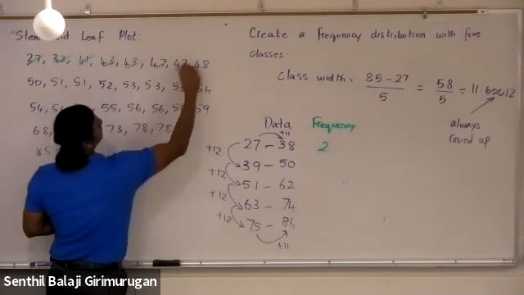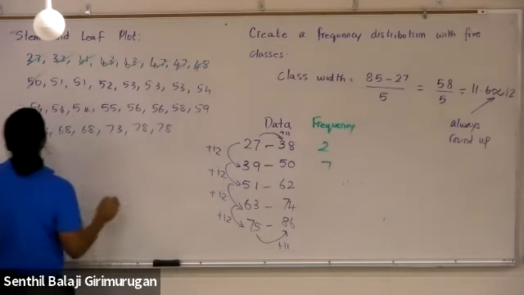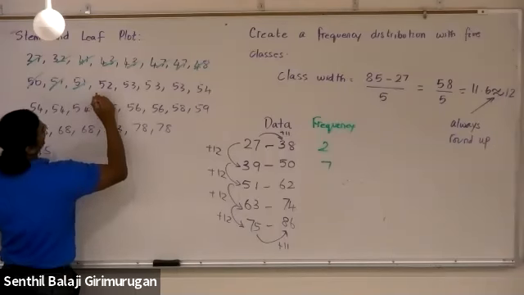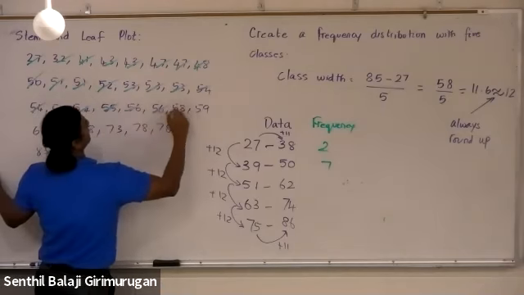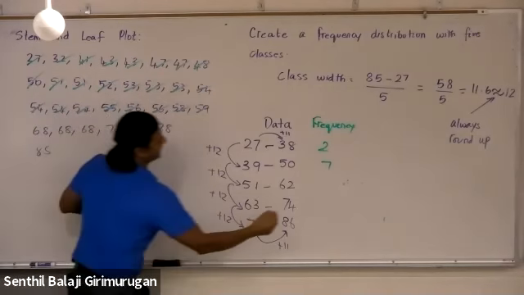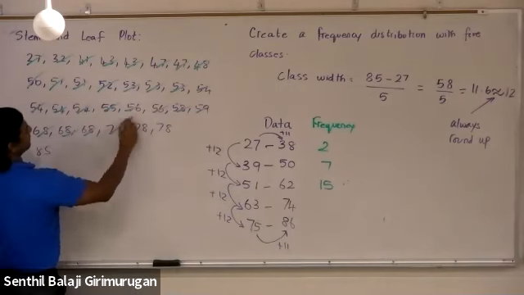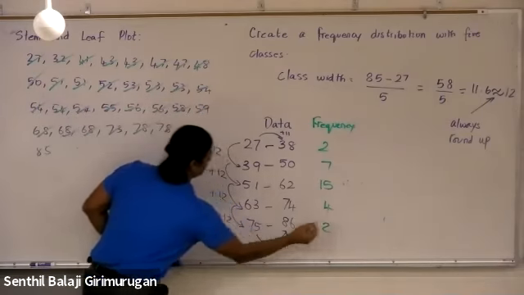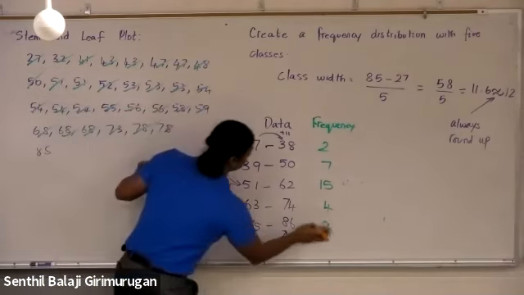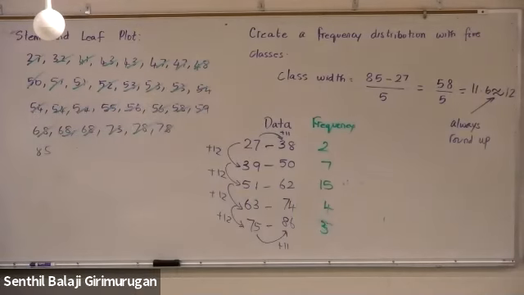1, 2, 3, 4, 5, 6, 7. 1, 2, 3, 4, 5, 6, 7, 8, 9, 10, 11, 12, 13, 14, 15. 1, 2, 3, 4. 1, 2, 3. Makes it easier for us.